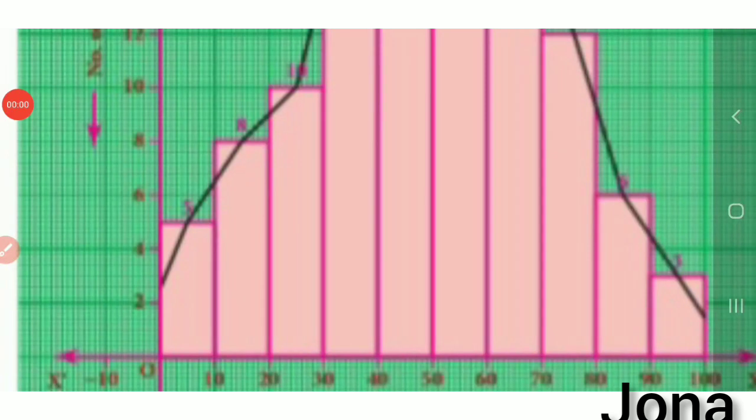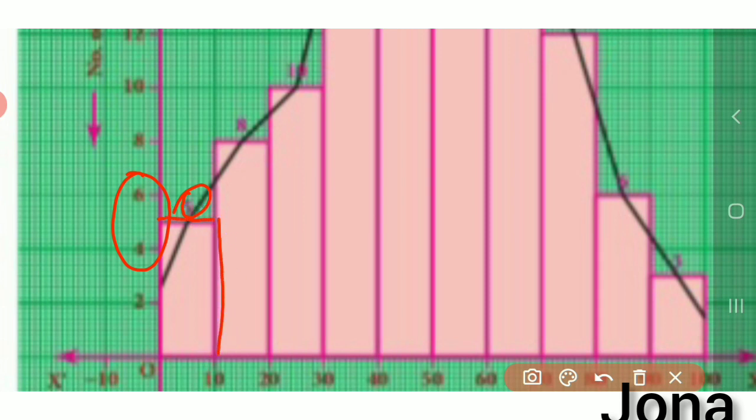And then we mark the information. For the first one, from 0 to 10, the value given is 5, so we take 5 here between 4 and 6. Draw this line for the histogram first. First we have to draw the histogram. Then from 10 to 20, the value given is 8, so draw 8 here and join these two. Then for 20 to 30, the value given is 10, so again draw for this 10 and join. Likewise you have to draw everything. So now we have finished the histogram.